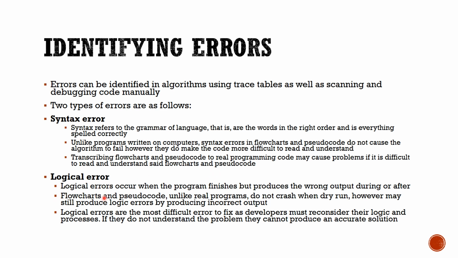Logical errors occur when the program finishes but produces the wrong output during or after. Flowcharts and pseudocode, unlike real programs, do not crash when dry run. However, they may still produce logic errors by producing incorrect output. Logical errors are the most difficult errors to fix, as a developer must reconsider their logic and processes. If they do not understand the problem, they cannot produce an accurate solution.